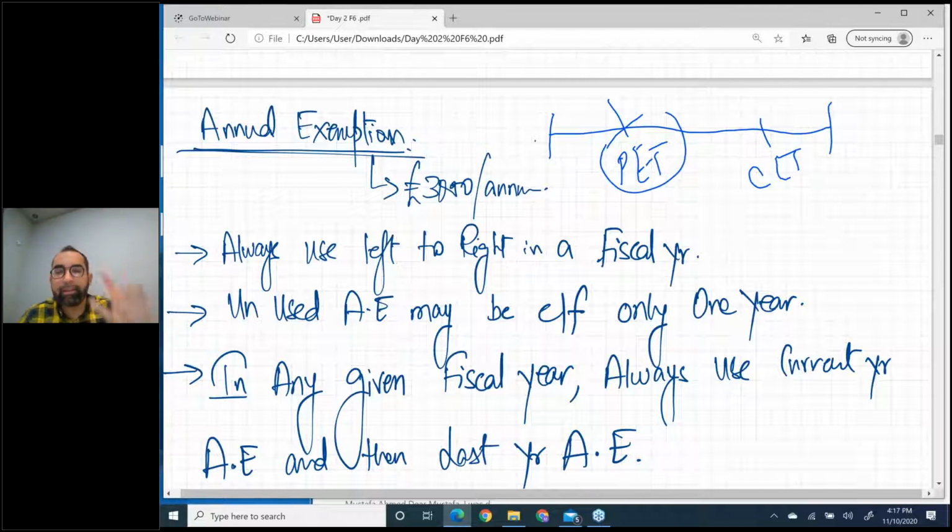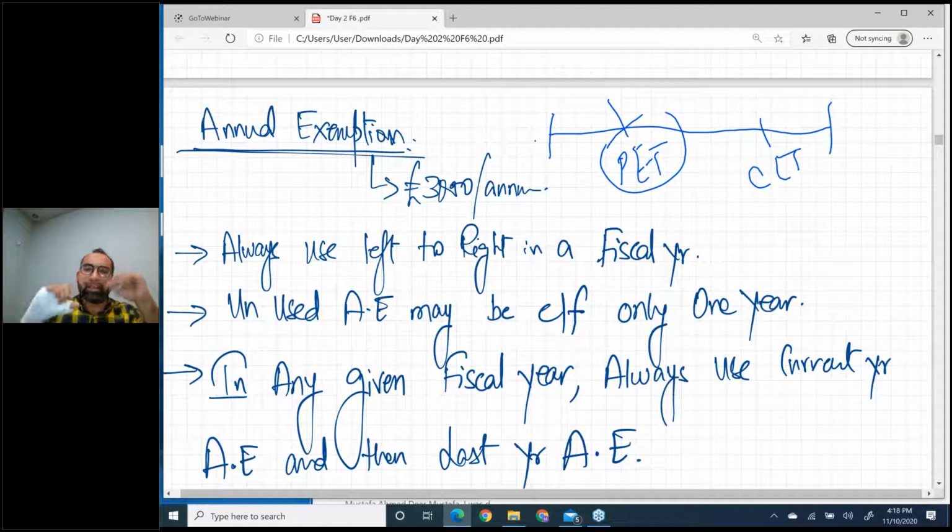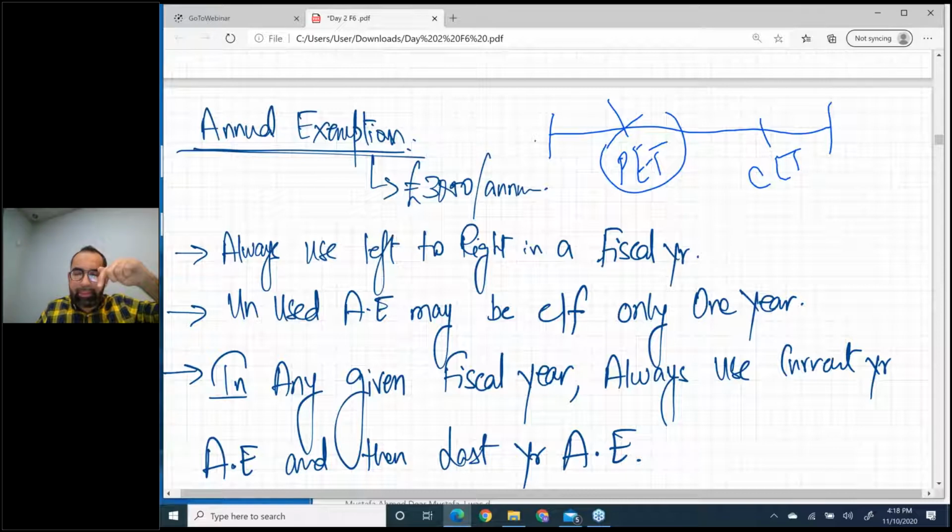Now the next thing, for example, we are in the fiscal year 16-17 now. In 16-17 we have one annual exemption of 16-17, 3,000, and one brought forward from last year. Now which annual exemption to be used first? Look here. Always use current year annual exemption first and then last year.